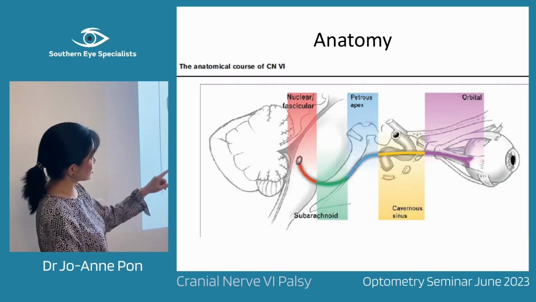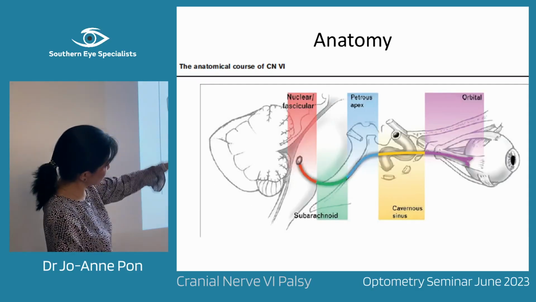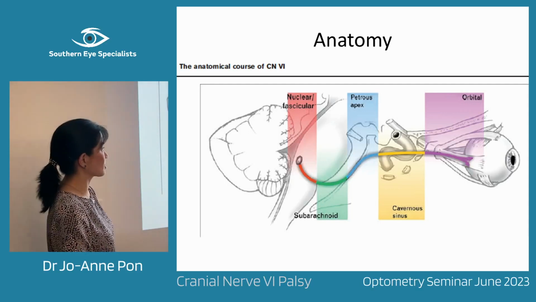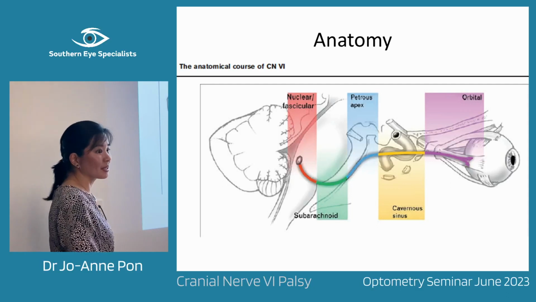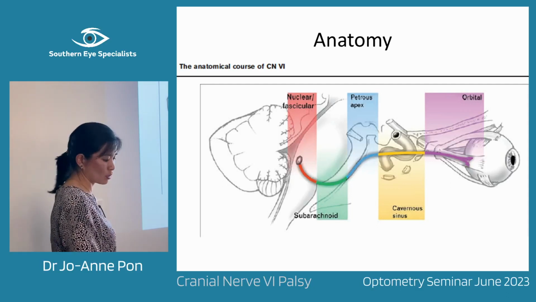So that was a lesion in the petrous, in the blue zone, maybe a little in the green zone. I mean, it's kind of hard to know exactly where her sixth nerve was affected, but she had neuroimaging, which helped find the answer.